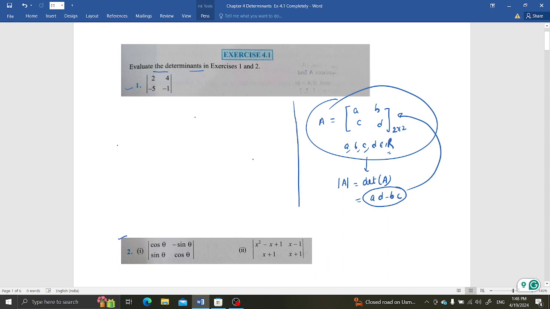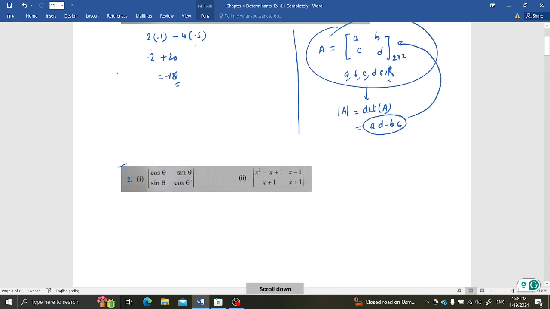So by this process we can find the determinant. Here the determinant of this one is 2 into minus 1 minus minus 4 into minus 5. How do we get it? Minus 2 minus 20, which is minus 22. I hope you understand. Okay, so let's move on to the next one.